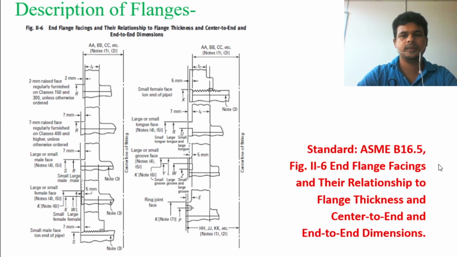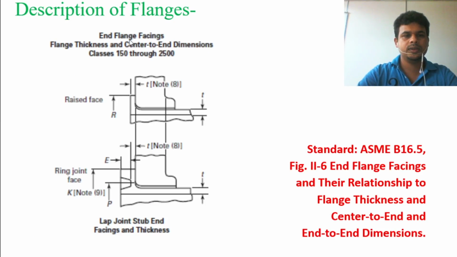If you see in this snapshot, which I took from ASME B16.5, this is the TF, the main flange thickness. Then you can see here is the 2 mm, this is the raised face. This 2 mm raised face is regularly furnished on class 150 and 300 unless otherwise ordered. So normally for 150 to 300 pound classes they use 2 mm, then 7 mm for classes 400 and higher. If the flange rating is higher, then the raised face thickness will be higher. You can go through these photos and ASME B16.5 to get more details. The next snapshot I also took from ASME B16.5.